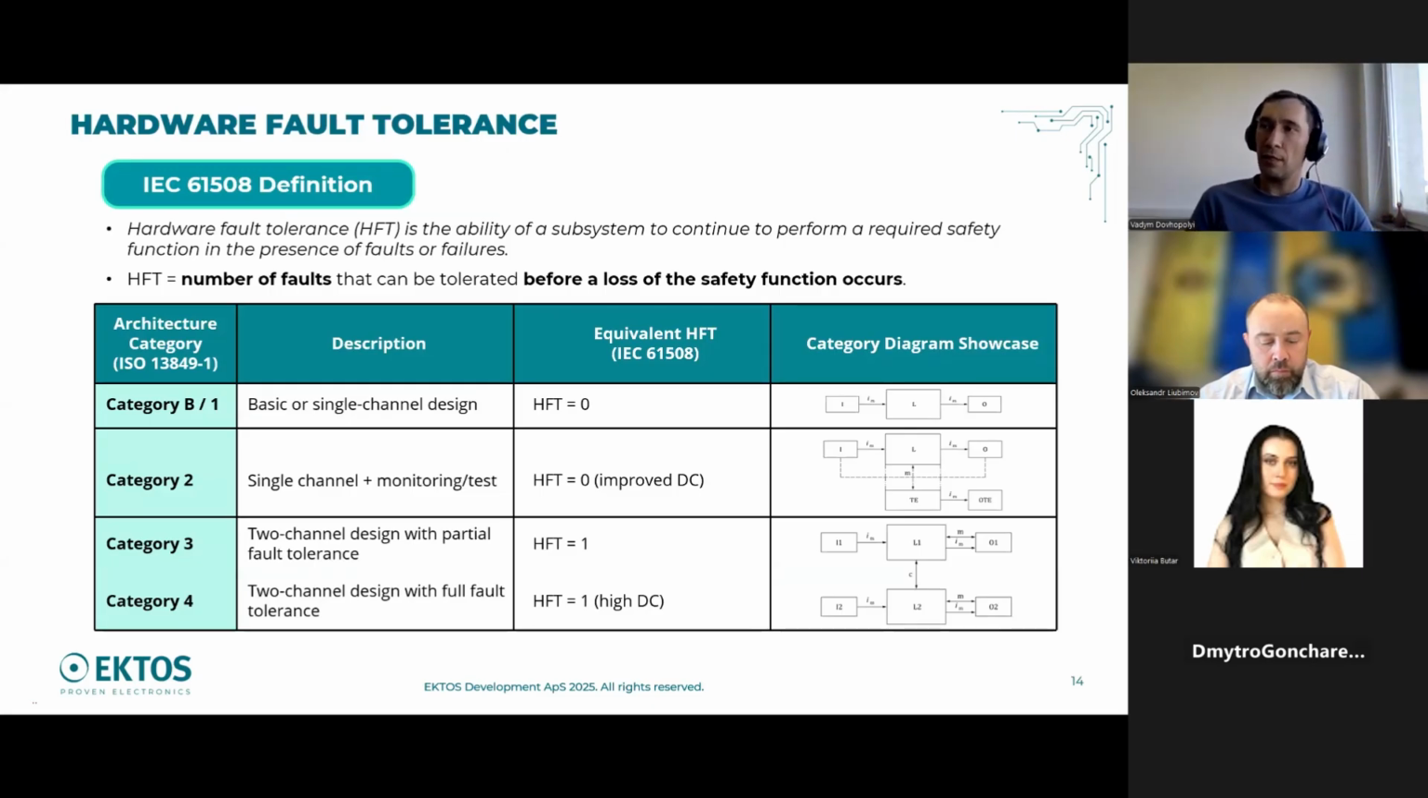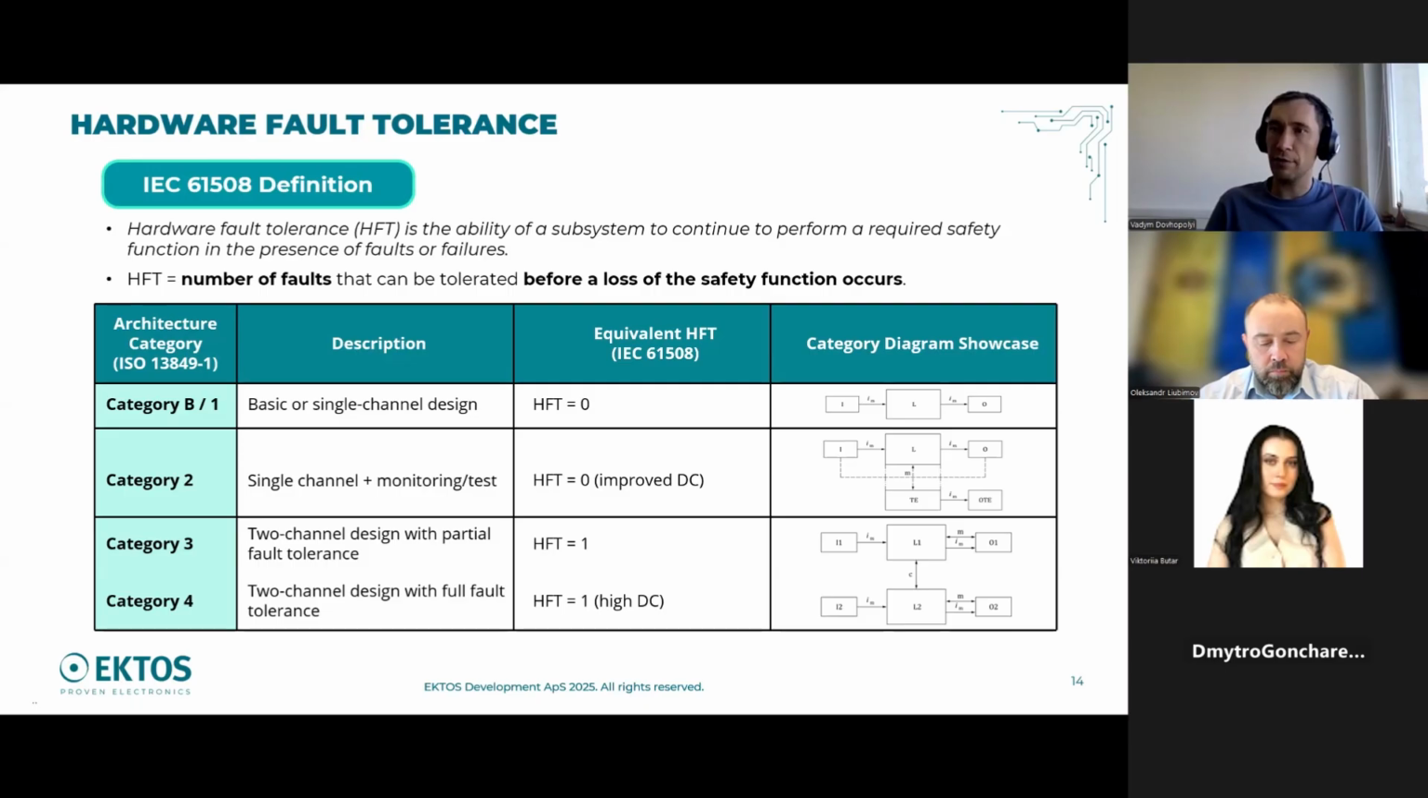Okay, the next metric is hardware fault tolerance. It is the ability of the system to continue to perform the safety function having a fault. So if you have hardware fault tolerance 1, it means that even having one fault, the system still can perform its safety function. If you have 0, any dangerous fault means that it will be dangerous.